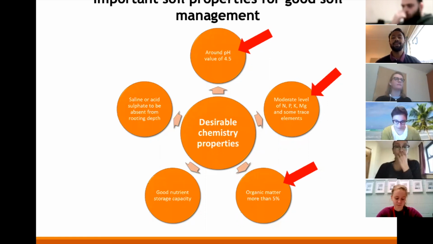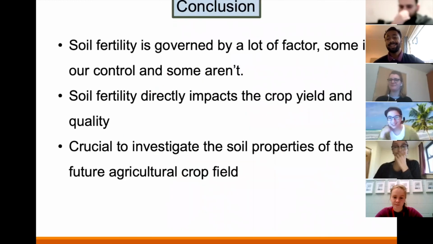So if you have everything in order, physical and chemical properties, which give birth to the biological properties, you'll have a good farm. And that's my promise to you. So with that said, thank you.